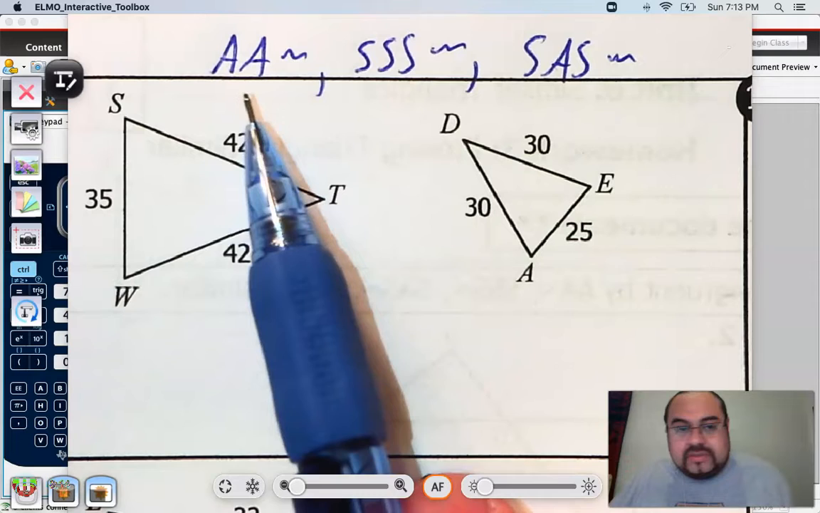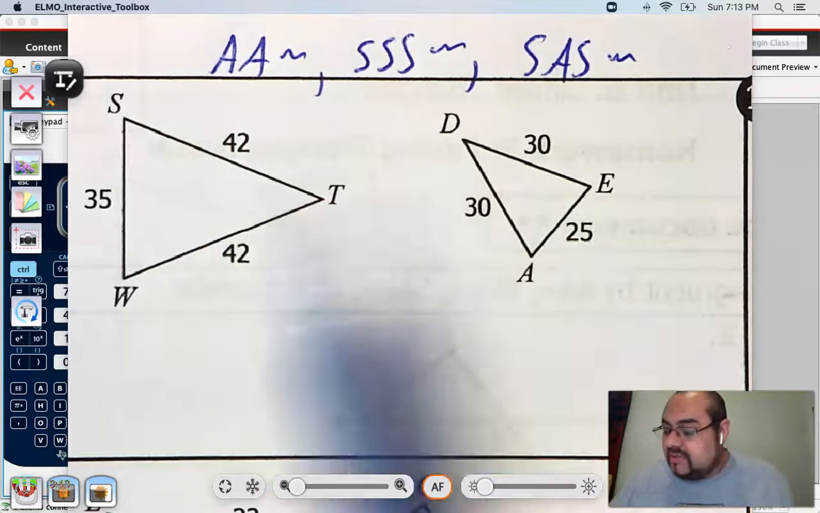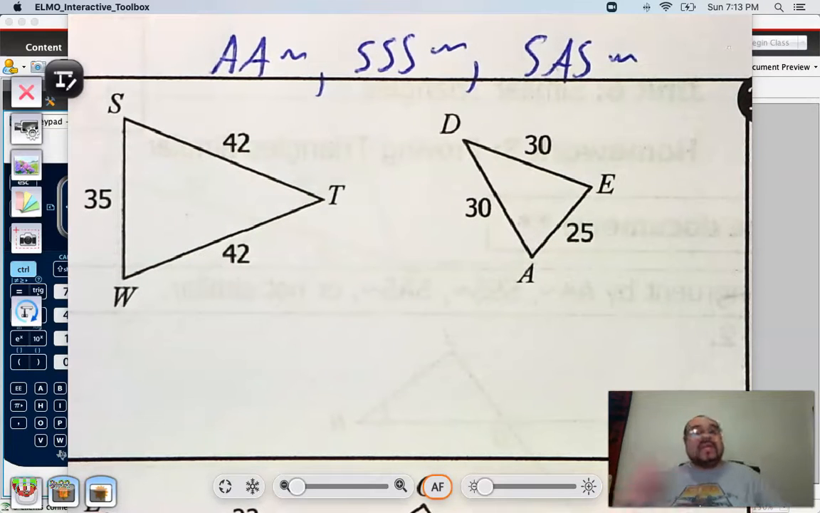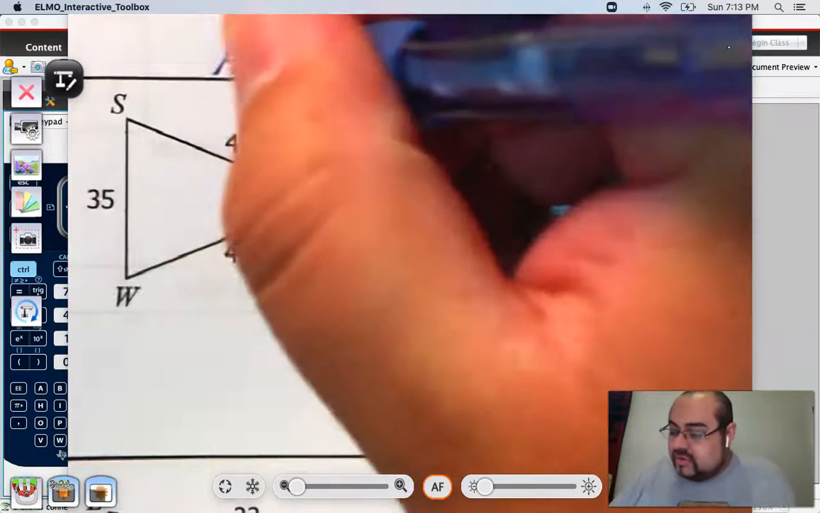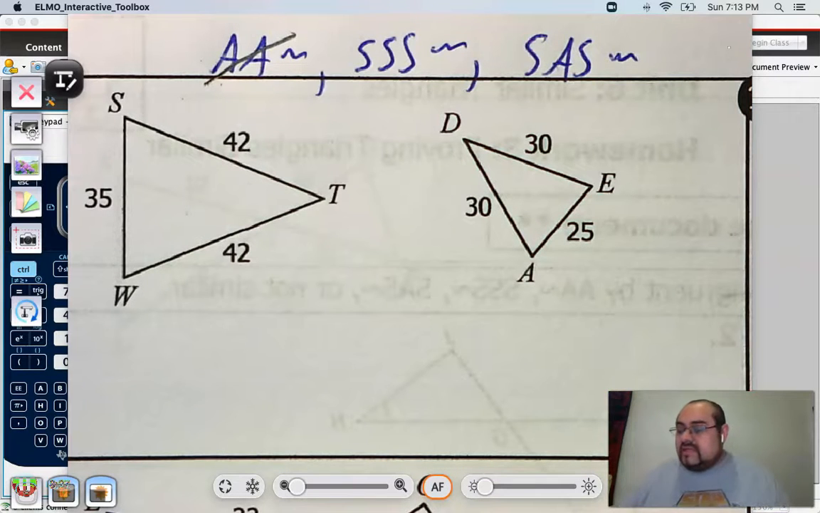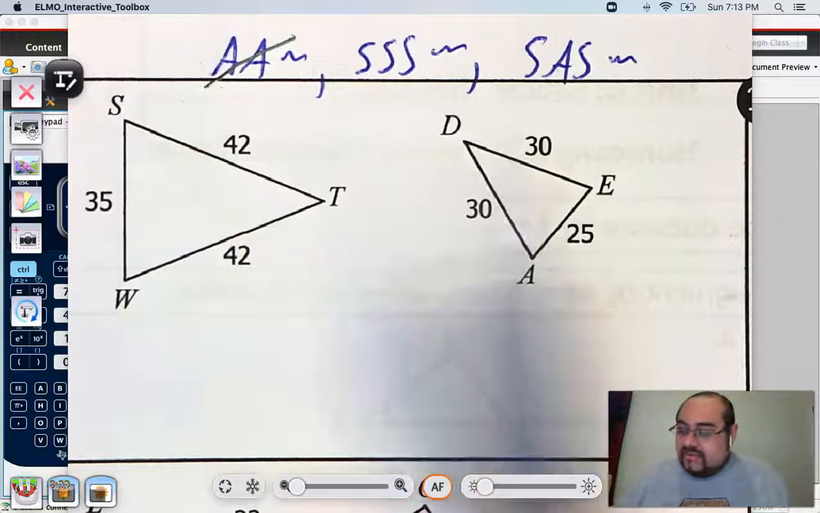Okay, so start at angle. Okay, for angle to work, we need to know at least two of the angles to show similarity. You can see here we don't have any of the angles labeled, so for sure we can't use the angle postulate. Okay, side, we need to know three of the sides here and all three sides here.